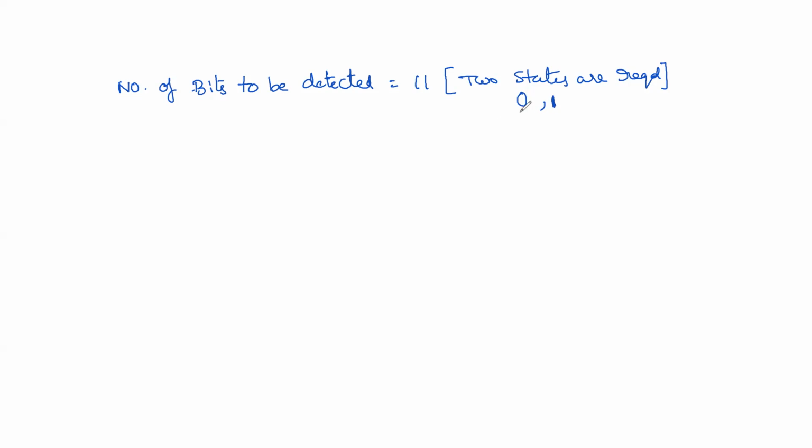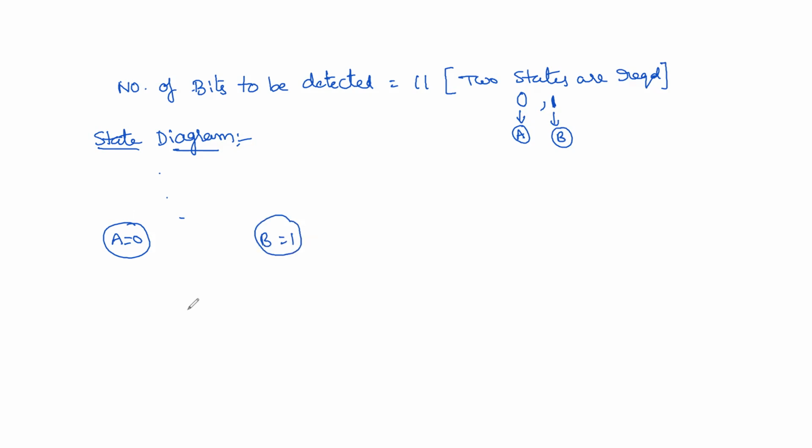First, we should write the number of bits to be detected. The bits to be detected are 1, 1. Here, these are 2 bits, so 2 states are required. Those are 0 and 1. Let us assume this 0 as A and 1 as B. Now let us draw the state diagram. In the state diagram, first we should mention that A equals 0 and B equals 1. These are the two states of the state diagram. It is already given that A, which is 0, is the initial state, so this is the initial state.